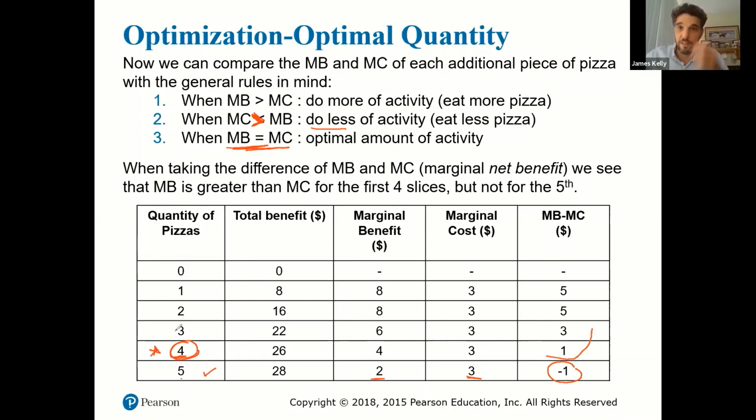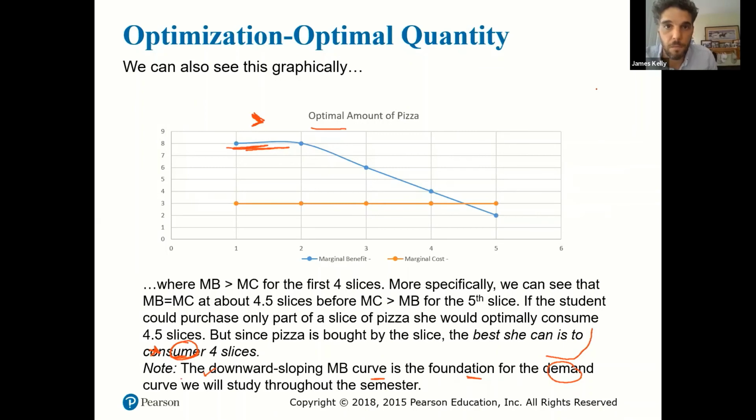Graphically, we can take a look at this. Graphically, we can see that at the 4th slice of pizza, our marginal benefit given by the blue curve is still greater than our marginal cost given by the horizontal orange curve. And it's orange again because marginal cost is constant at $3.